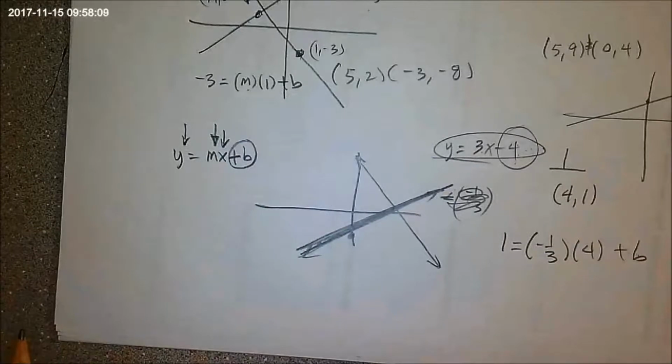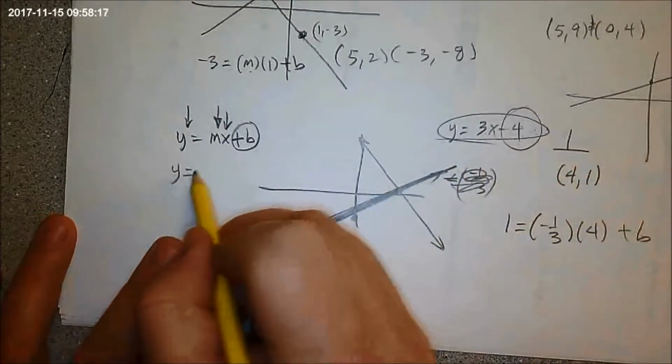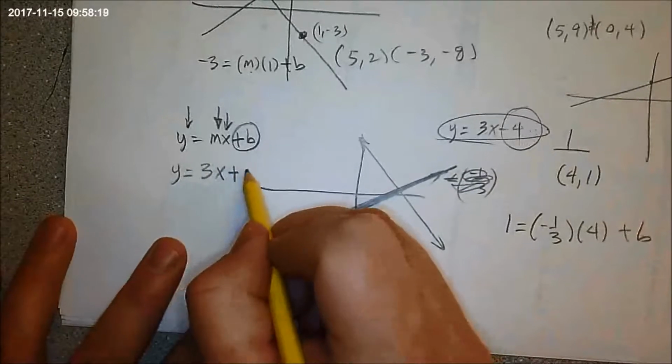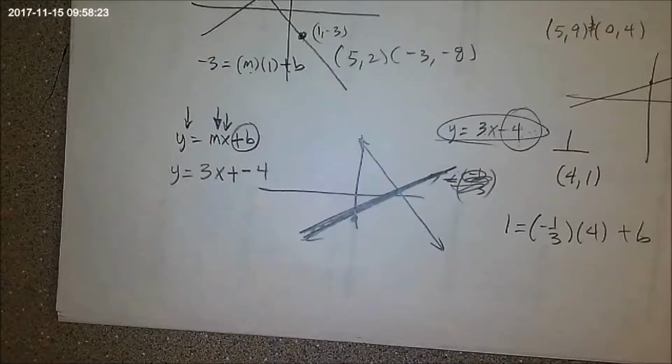So you're saying that if the y-intercept was negative, it would be minus whatever that is? Right, because here, y equals, our slope is 3, plus our y-intercept's negative 4. Do you really need to write plus minus 4? You could just write minus 4. Oh, okay, I think I get it now.